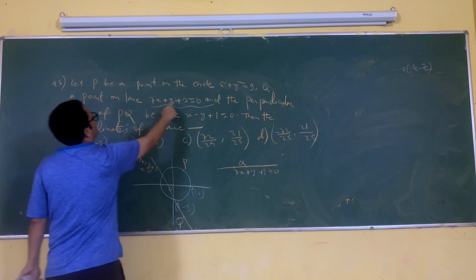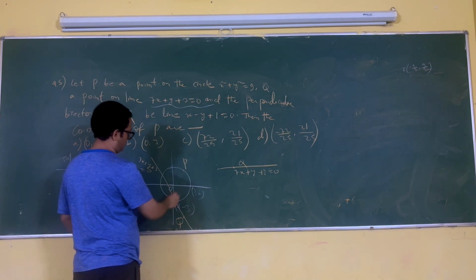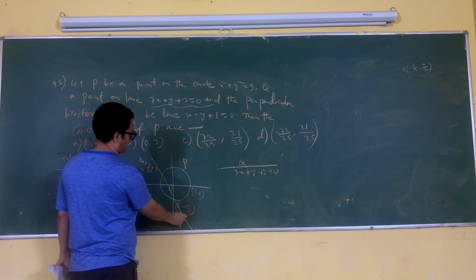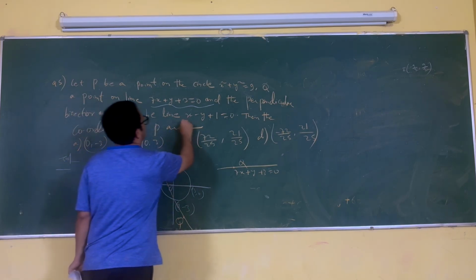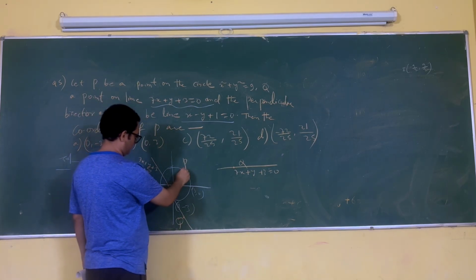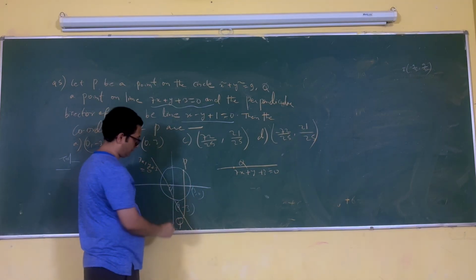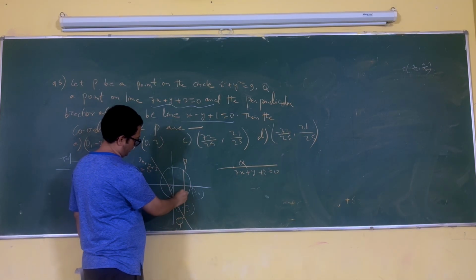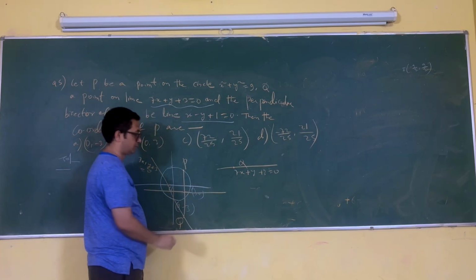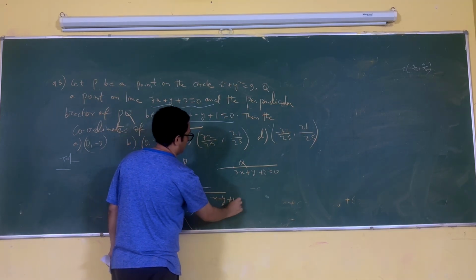Q is a point on this line and the perpendicular bisector of PQ. So if you join P and Q, the perpendicular bisector is this third line. So suppose this line is there, and here in this line, the perpendicular bisector, and this line's equation is x minus y plus 1 is equal to 0.